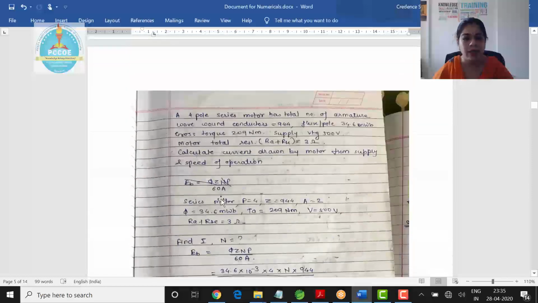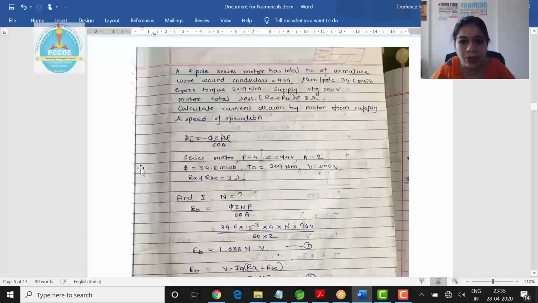Now next one is a 4-pole series motor has total number of armature wave wound conductors equal to 944. Flux per pole is equal to 34.6 milliweber. Gross torque is equal to 209 Newton meter. Supply voltage is 500 volt. Motor total resistance. Now it is a series motor, so series motor will have both the resistances and all the combined resistance is given as 3 ohm. Calculate the current drawn by the motor from the supply and speed of the operation. Current drawn by this motor means total current or the current supplied that we have to take.